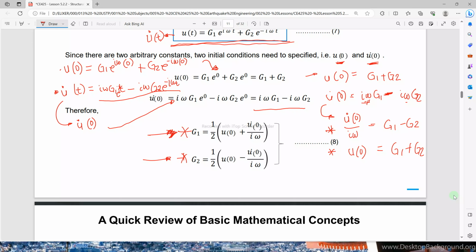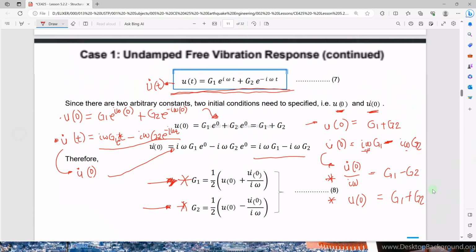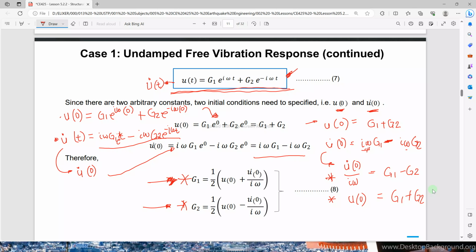So if we add these to the equation from earlier, this one, we add it here. So U of t is equal to 1/2 times U of 0 plus U dot of 0 over i omega, times e to the i omega t, plus 1/2 U of 0 minus U dot of 0 over i omega, times e to the negative i omega t.